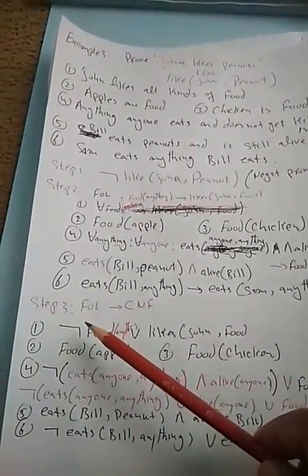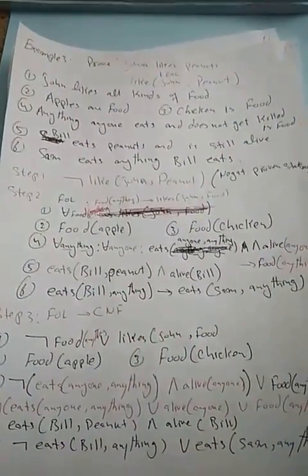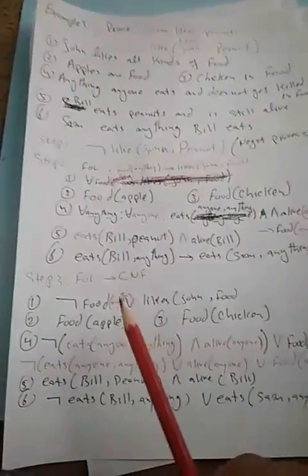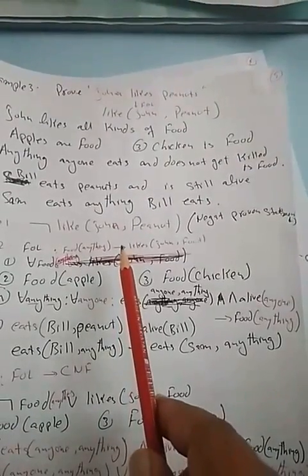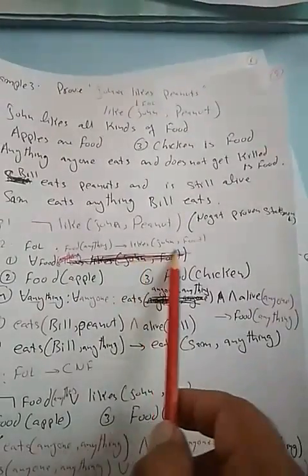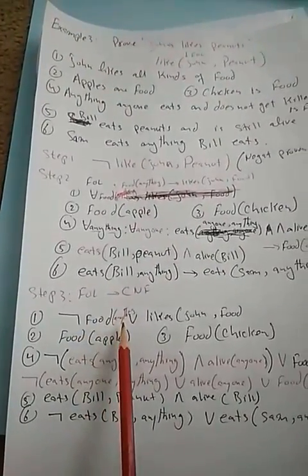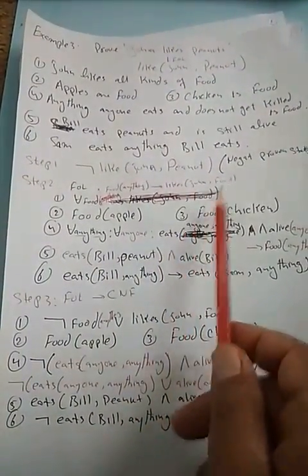So the third step: convert FOL into CNF. Any statements which contain biconditionals or implications are converted into CNF. So we don't need to convert the second and third. We need to convert the first statement because it contains an implication. This acts as A, and this acts as B. So what we do is negate A, disjunction B. So not food(anything), disjunction B, likes(John, food), right?